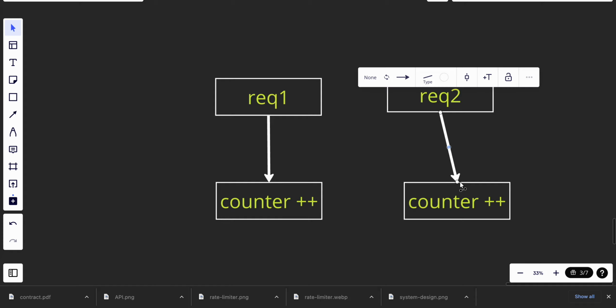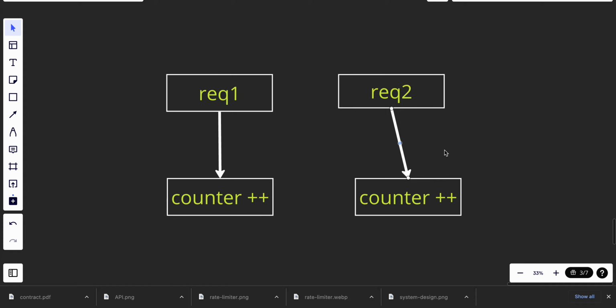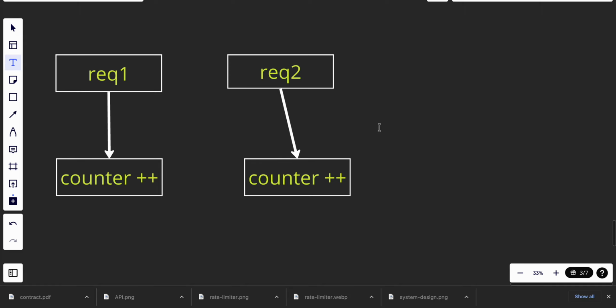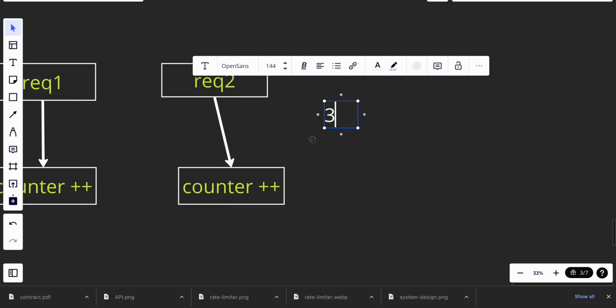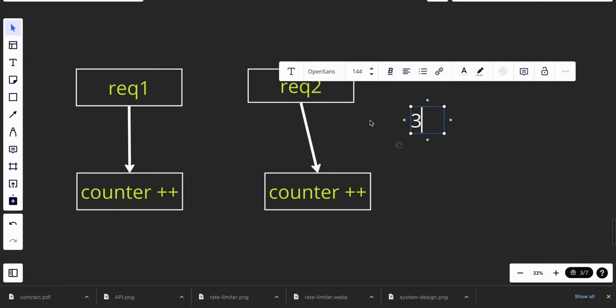So assume that the counter value here is 3. The counter right now is 3. If two requests concurrently read the counter value before either of them writes the value back, both of them are reading at the same time, so both of them will read 3. And each one of them will increment the counter by 1. So instead of getting 5, we will get 4, because both of them are updating the database at the same time.